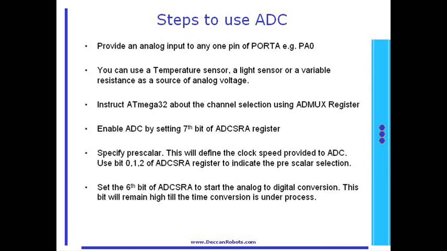On the software part, you can select the particular channel to which you have connected the voltage source by setting bit 0 to bit 4 of the ADCSRA register. You can enable the ADC feature by setting the 7th bit of the ADCSRA register. Clock to ADC has to be set by specifying a prescaler value. Finally, you can start ADC conversion by setting the 6th bit of ADCSRA to high. You will have to monitor this bit till it becomes 0. Once it becomes 0, you can read the converted value from the ADCL and ADCH registers.